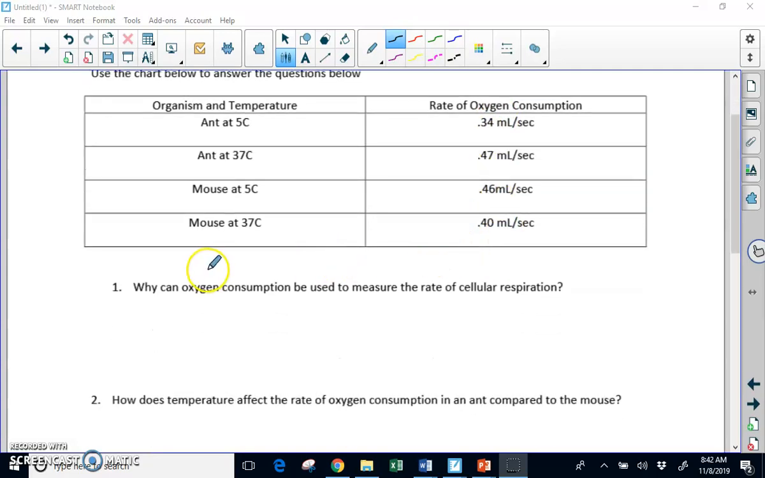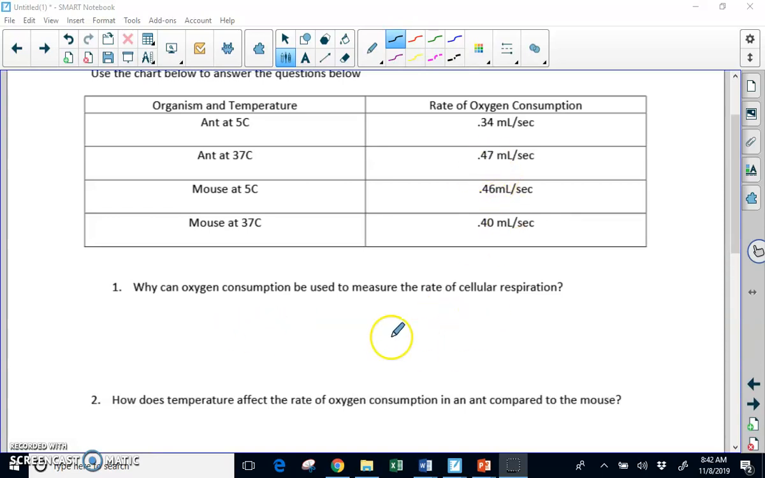So let's look at the first question. The first question says, why can oxygen consumption be used to measure the rate of cellular respiration? For these questions, I'm not going to write out the answers. You need to listen and write at the same time. Your brain works better that way when you have to listen and write.